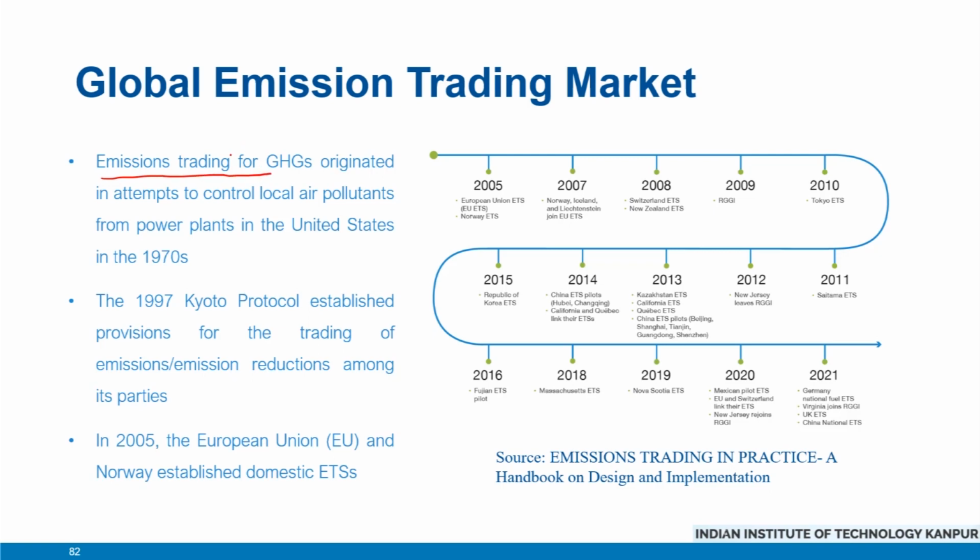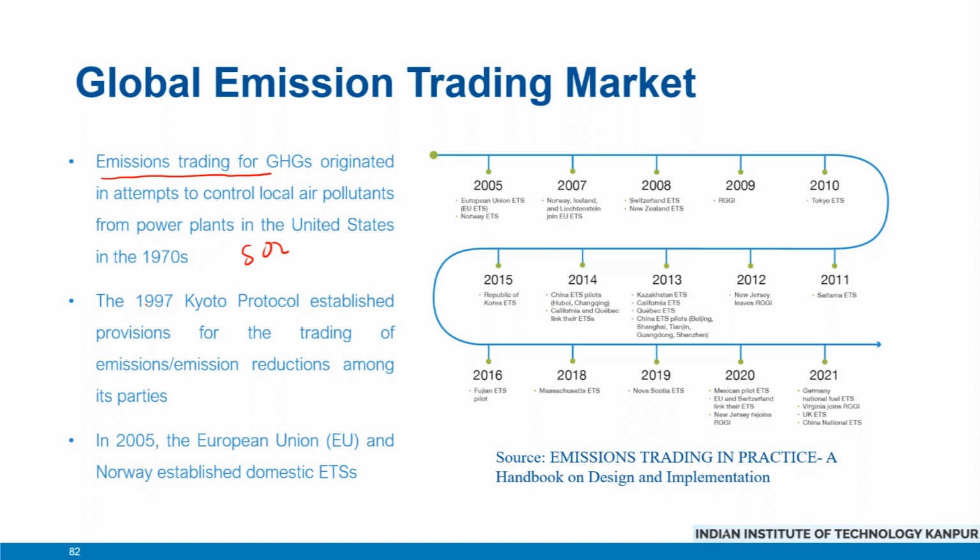from power plants in the United States in the 1970s. The US Clean Air Act amendments of 1990 established the first large-scale trading program with an absolute limit on emissions of sulfur dioxide (SO2). That was the first large program, covering power plants, and soon thereafter the focus shifted towards climate, and some countries began experimenting with greenhouse gas emission trading.